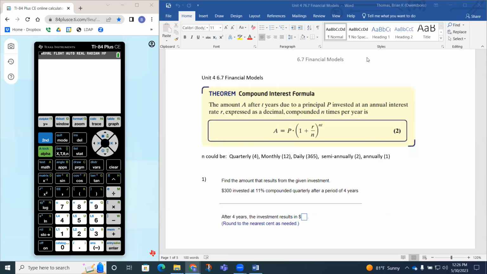So 6.7, we're getting into financial models, working with compounding interest. Basically, the first one we want to talk about is if I want to know the final amount of an investment, that's what A is going to stand for, the final amount. P stands for principal or present value of an investment.